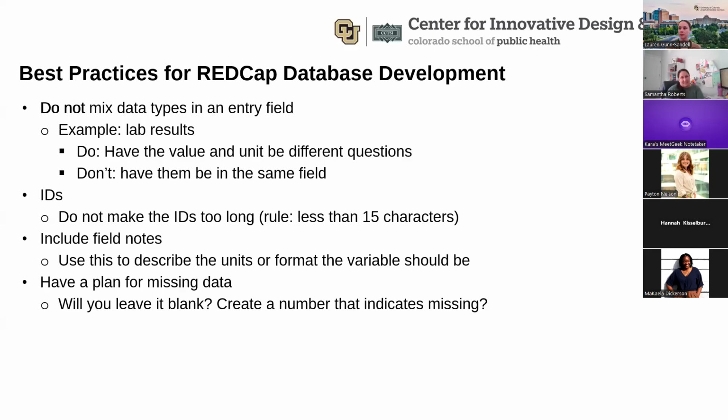Have a plan for missing data. Again, this is important on the front end for a coordinator, and then on the back end for an analyst. So you could do this by, if the form is complete, you labeled it as complete, but the variable is empty, that means missing. Or if you want to indicate this is just missing, you can make up a number or anything to indicate that this is missing. So for example, if age is missing, you could do -999.